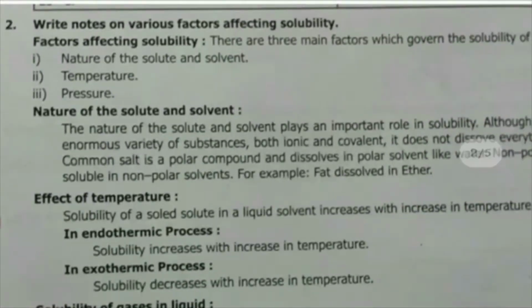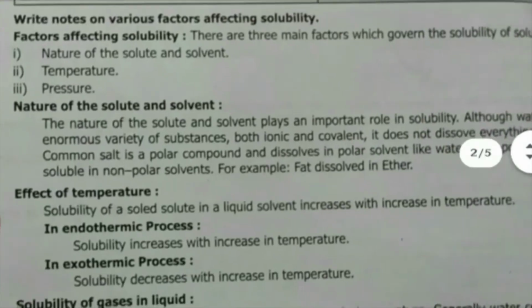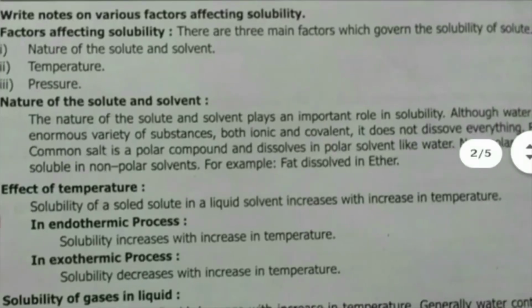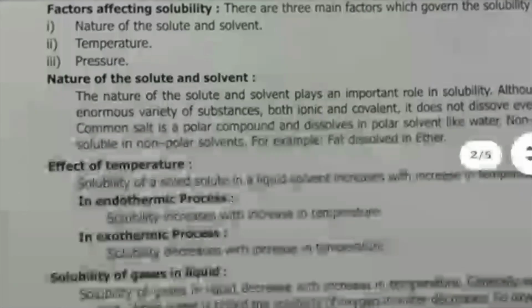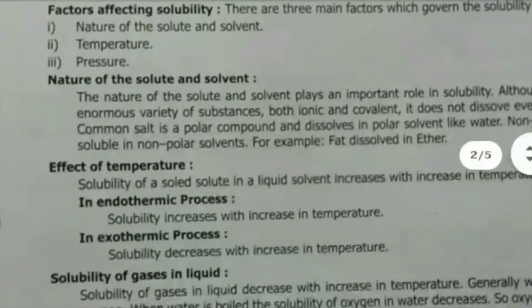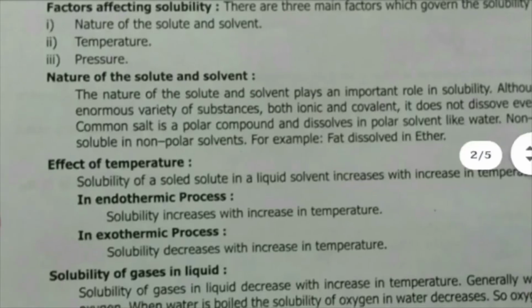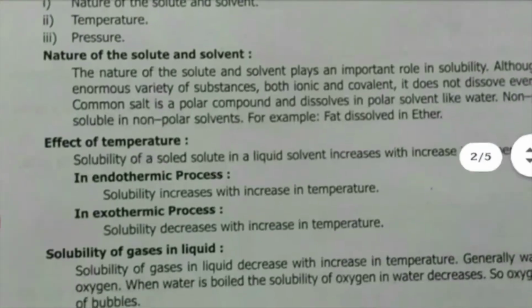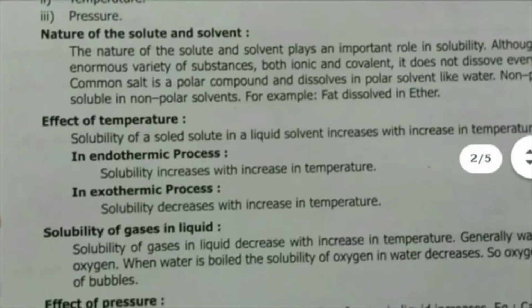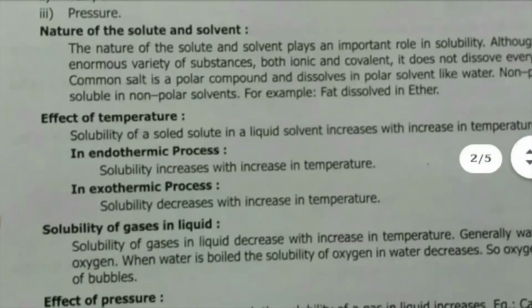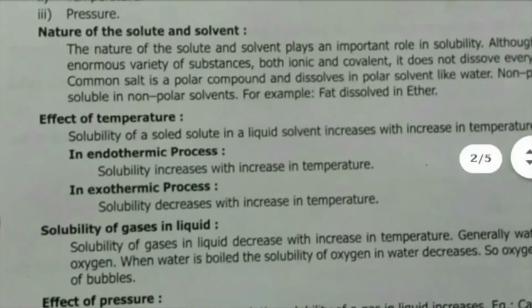Next, second one, write notes on various factors affecting solubility. There are three main factors which govern the solubility of solute. They are, first one, nature of the solute and solvent. Second one, temperature. Third one, pressure. We'll see one by one. First one, nature of the solute and solvent.